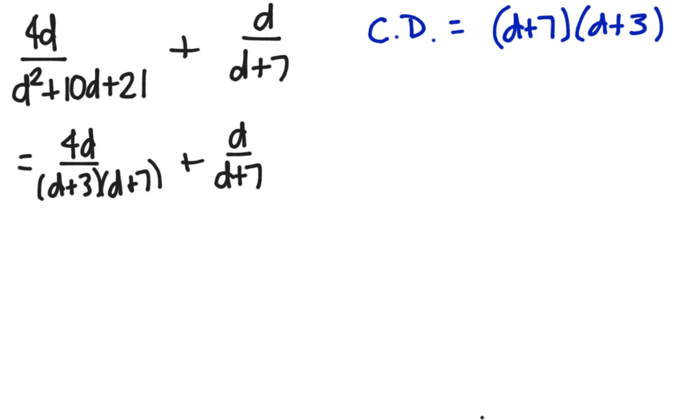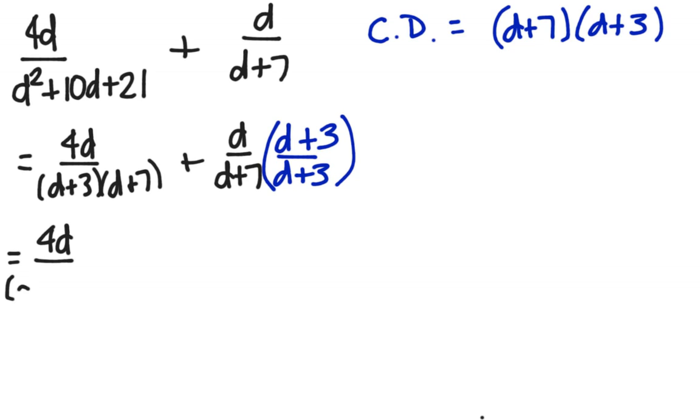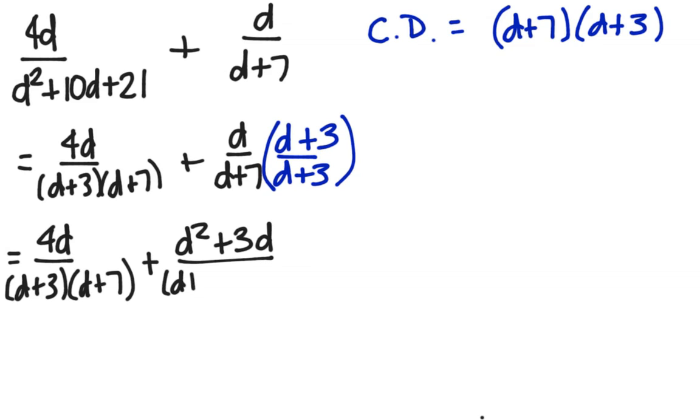All right, so we're going to multiply our second fraction by d plus 3 over d plus 3, since that's what's missing from my denominator. So I have 4d over (d plus 3) times (d plus 7), because it already had the common denominator, plus (d squared plus 3d) over (d plus 3) times (d plus 7). And now that I have common denominators, I can add.